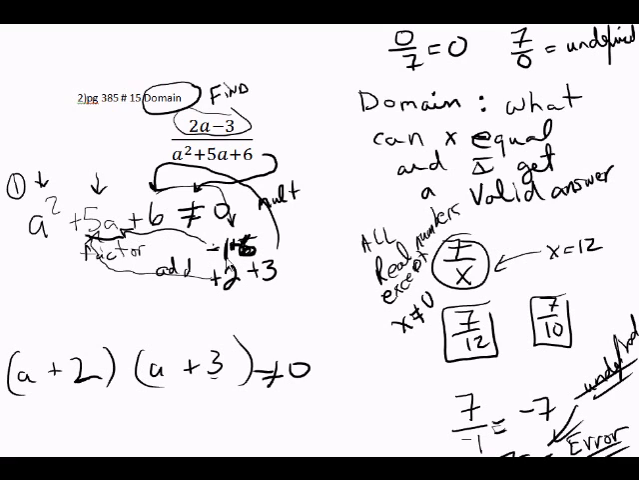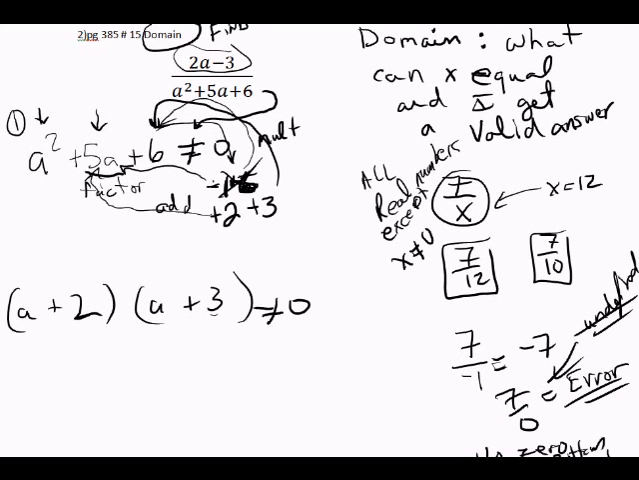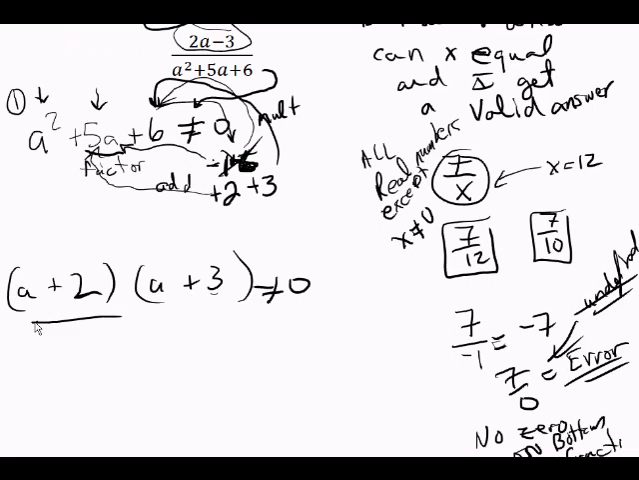Now, just to show you, if I had a minus 1 and a plus 6, that also adds up to 5a, right? Negative 1 and 6. But if you multiply them, you don't get a positive 6. If you multiply them, you get a negative 6. That's why you can't use that pair. Okay, so this is our factored form.